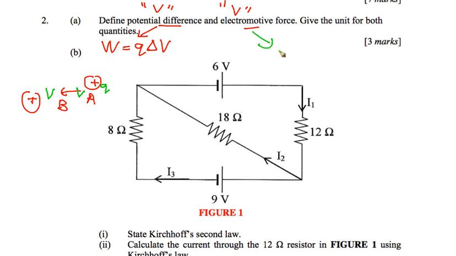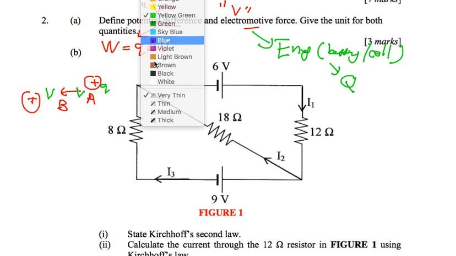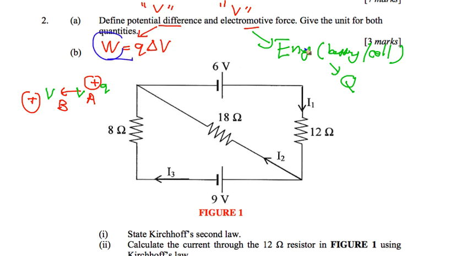But electromotive force refers to the energy provided by the source, such as a battery or cell, to each unit charge Q flowing in the system. Because this is work and this is energy, we are referring to the same process. That's why the unit is volt for potential difference and also volt for electromotive force, EMF.